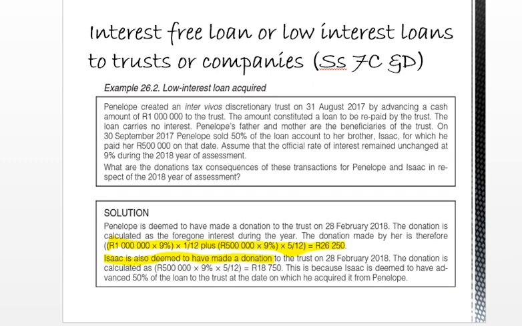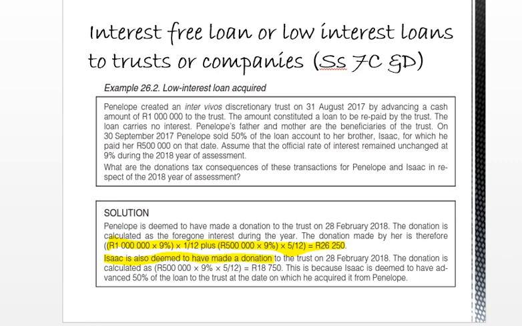Okay, so here's another example. Here we have Penelope. She created an inter vivos discretionary trust on the 31st of August 2017 by advancing a cash amount of 1 million rand to the trust. The amount constituted a loan to be repaid by the trust. The loan carries no interest. Penelope's father and mother are the beneficiaries of this trust.